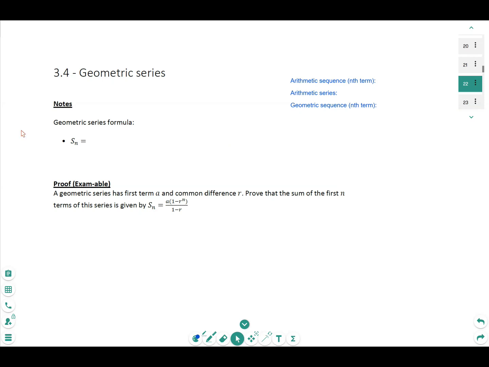Before we begin with geometric series, remember this chapter, you'll need to remember five formulae. We're going to learn the fourth one today in this video. Do you remember the previous three formulae for the arithmetic sequence, arithmetic series, and geometric sequence? I'll give you time to write down a bit of revision. If you don't remember it, you can go back to previous videos and have a look.